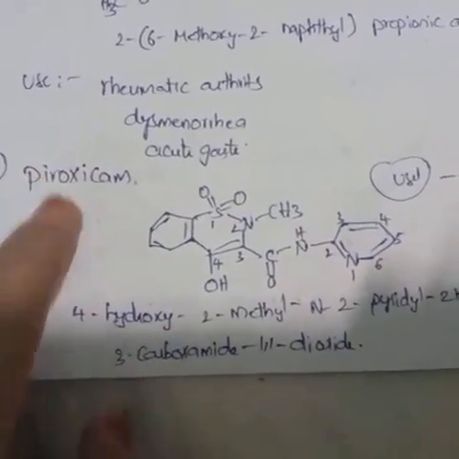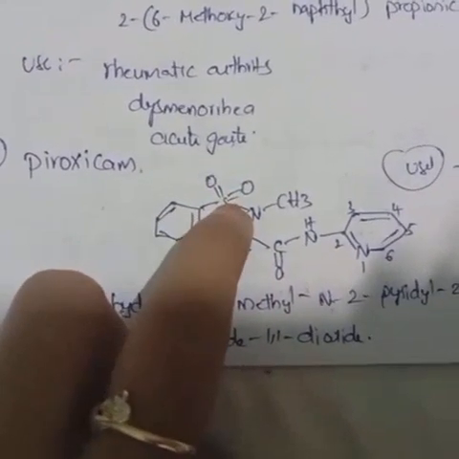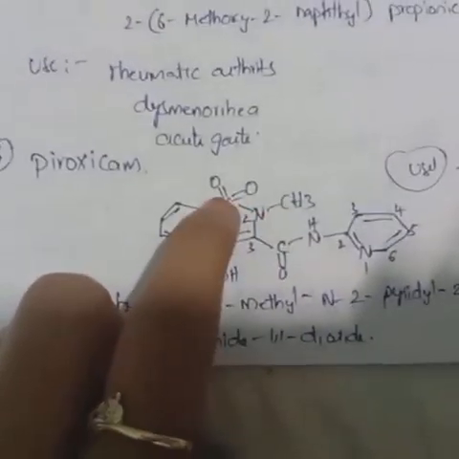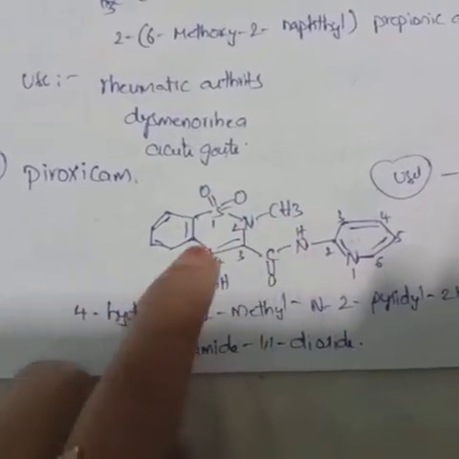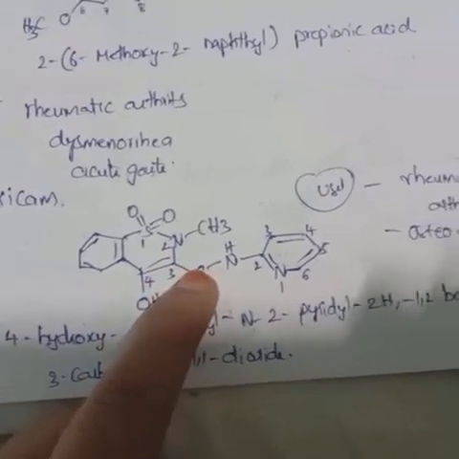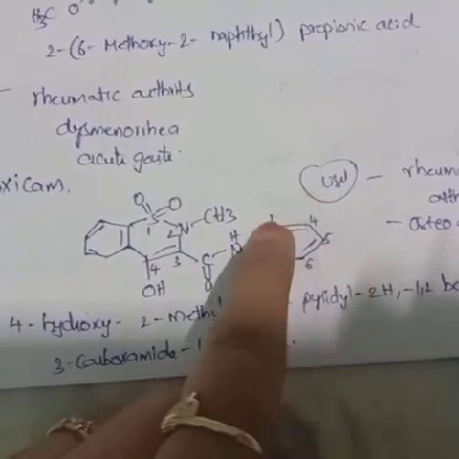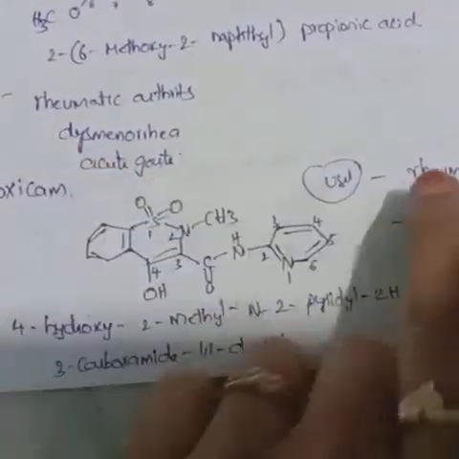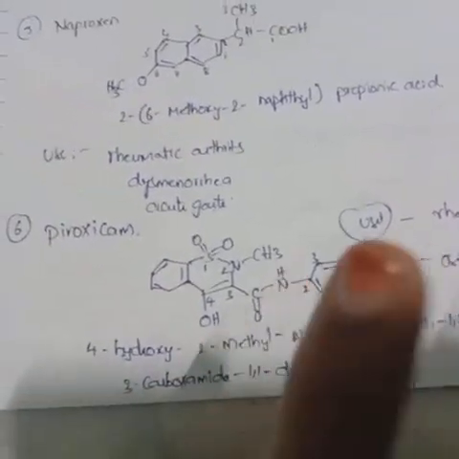For this pyroxycam, 2 rings are attached together. So this sulfur group and amine group is there. To this sulfur group, 2 oxy groups are attached, and to this methyl group is attached. At the 4th position, hydroxy group is attached, and at the 3rd position, this carboxy and amide group is there, and to this pyridine ring. So general uses, it is used for rheumatic arthritis and osteoarthritis. Now remember one thing, maximum these NSAID drugs are used for rheumatic arthritis.